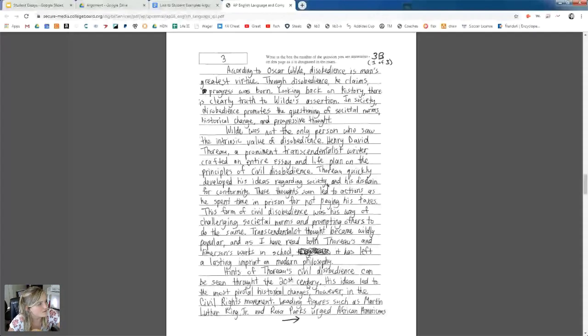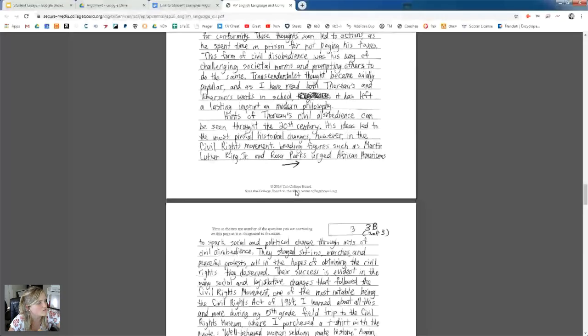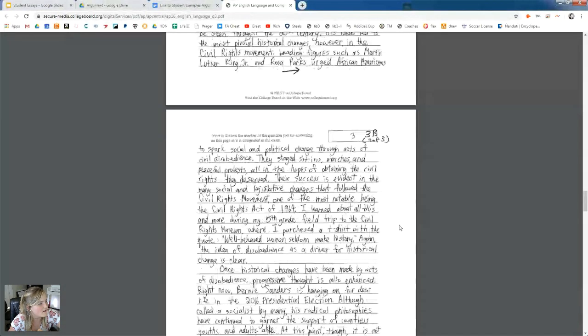Hints of Thoreau's civil disobedience can be seen throughout the 20th century. His ideas lead to the most pivotal historical changes. However, in the civil rights movement, leading figures such as Martin Luther King Jr. and Rosa Parks urged African Americans to spark social and political change through acts of civil disobedience. They staged sit-ins, marches and peaceful protests, all in the hopes of obtaining the civil rights they deserved. Their success is evident in the many social and legislative changes that followed the civil rights movement.